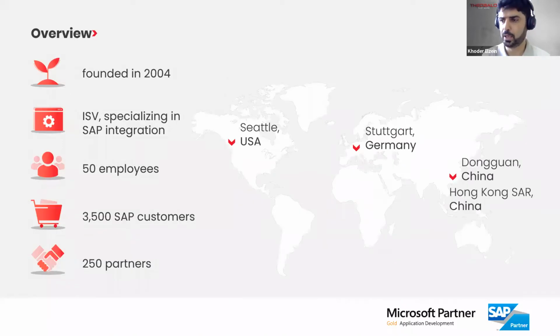Now let's start. I would give you some information about us, Theobald Software. The company was founded in 2004. We are a software vendor specialized in the development of SAP interfaces, SAP connectors. The company has more than 50 employees. Our headquarters is in Stuttgart, Germany, responsible for the whole EMEA region. We have offices in Seattle, USA, responsible for the US market, for Australia and other regions. And then we have offices in China, to be near to the Asian and Chinese market.